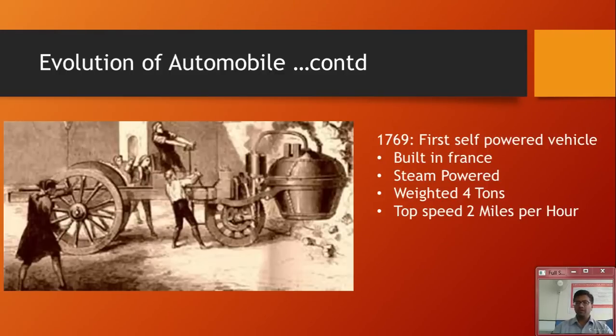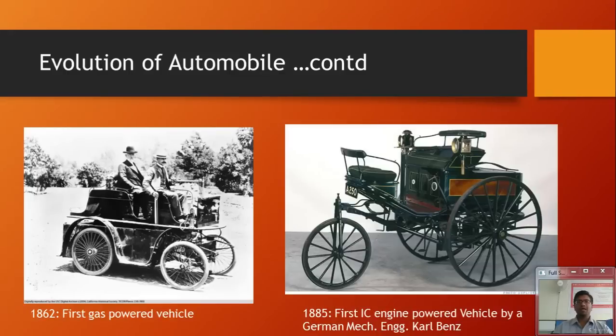Its speed was very slow, and again a few automobiles came into the picture. In 1862, the first gas-powered vehicle came. Again, it was very huge, its weight was very high, and its maximum speed was 2 kilometers per hour.